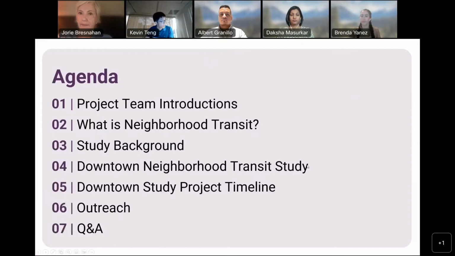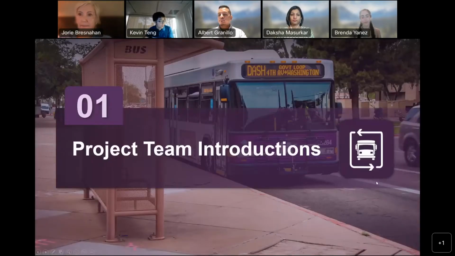Here is the agenda that we have for today's meeting. We will introduce the project team, and then we will review what is neighborhood transit, the definition, study background, the downtown neighborhood transit study's study area, and existing conditions. We will go over project timeline, our current outreach efforts, and then lastly, go into the Q&A session. All right, so first of all, let's do a quick project team introduction.